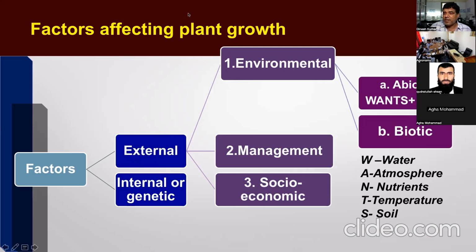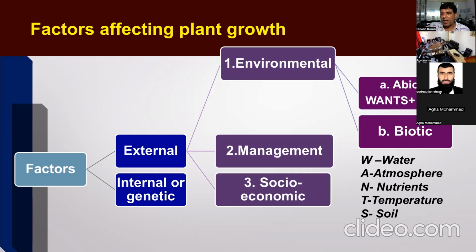So these environmental factors are further divided into two. One is abiotic factors, the other is biotic factors. You know, in any individual's environment, there are always two components: living and non-living. Non-living components are your abiotic factors and living components are your biotic factors. So biotic factors are like organisms in the soil, animals, insects, bacteria, viruses, nematodes, and weeds. These are all biotic factors.